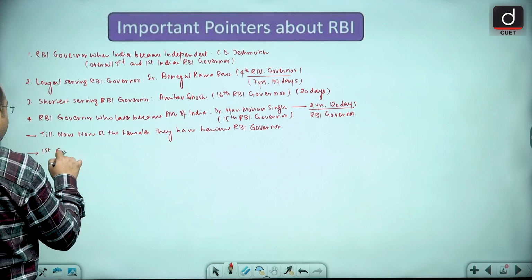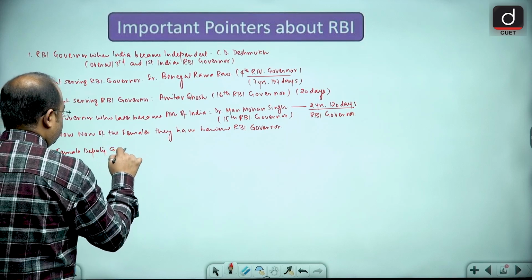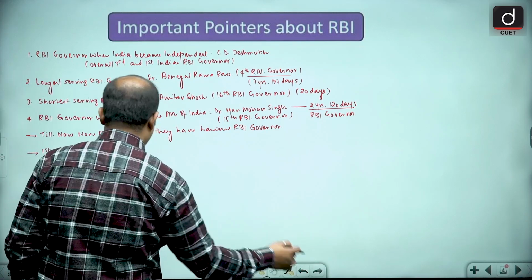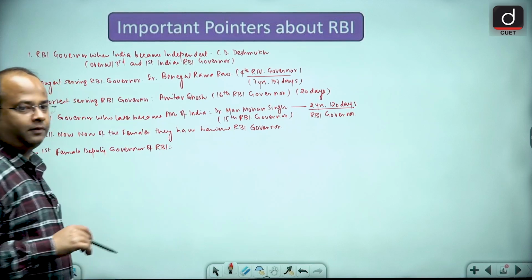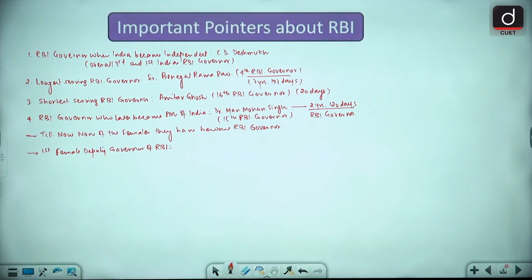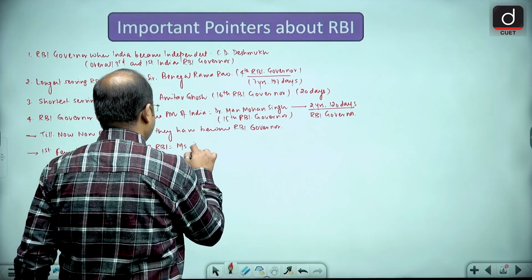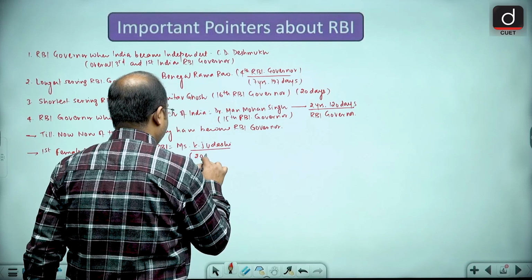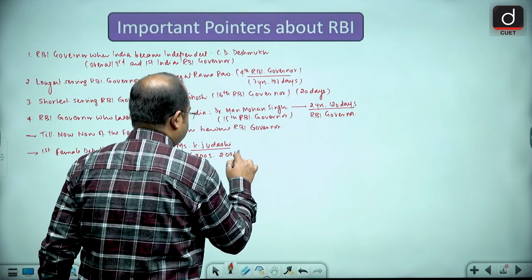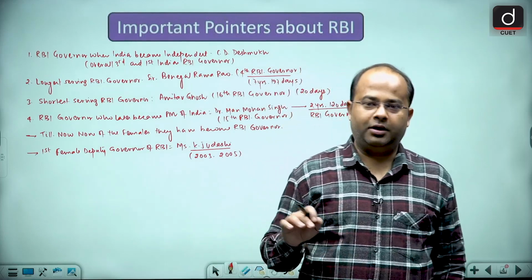First female deputy governor of RBI, who was she? The first female deputy governor of RBI was Mrs. K.J. Udeshi, and she was the deputy governor from 2003 to 2005.